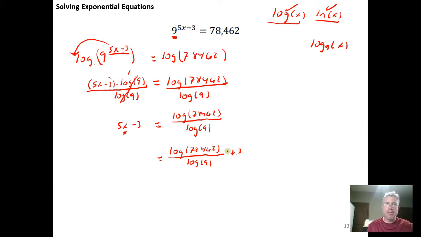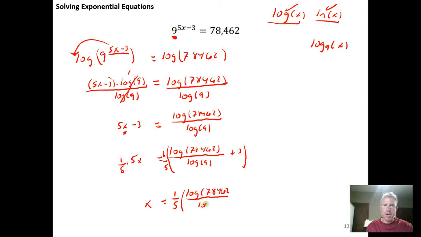I added 3 to both sides, which leaves me with 5x. And to get 1x, I'm going to multiply the left-hand side by a fifth. So I'm going to go ahead and multiply the other side also by 1/5 in a parenthesis so that the 1/5 distributes into everything on the right-hand side. A fifth of 5 is 1, so I get 1x equals a fifth of the log of 78,462 over log 9 plus 3. And this is the exact answer.